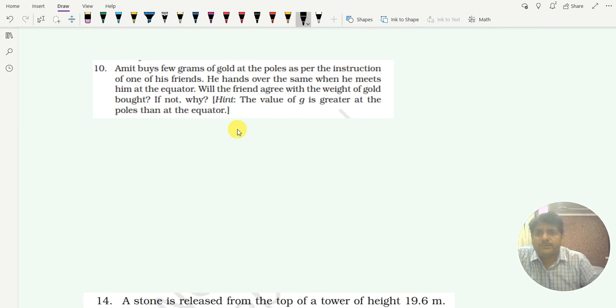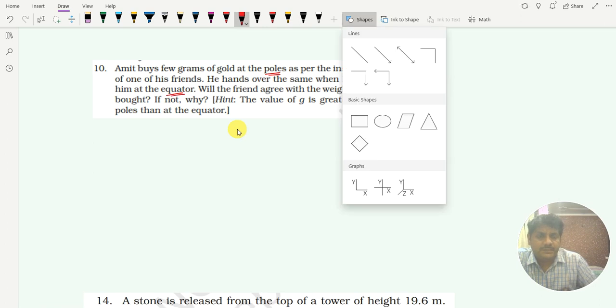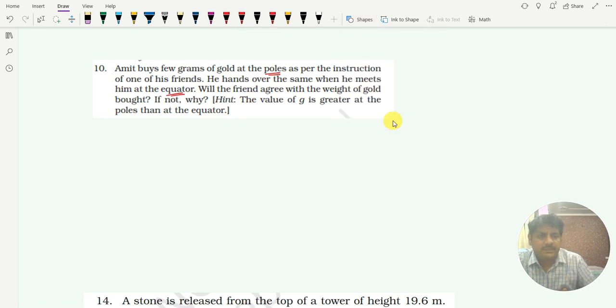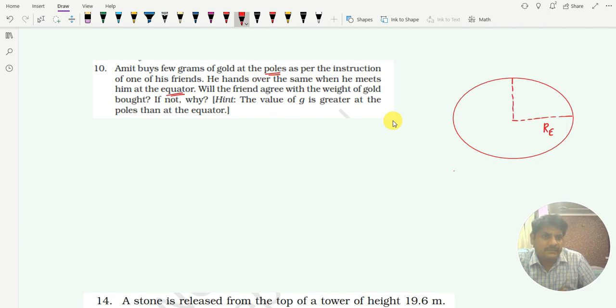Amit buys a few grams of gold at the poles as per the instruction of his friends. So here they are talking about pole and equator. Let me first draw the diagram of the earth here. So this is the earth. This is RE, which means the radius at the equator, and this is R pole, and from the diagram itself you can see our pole is less than our equator.